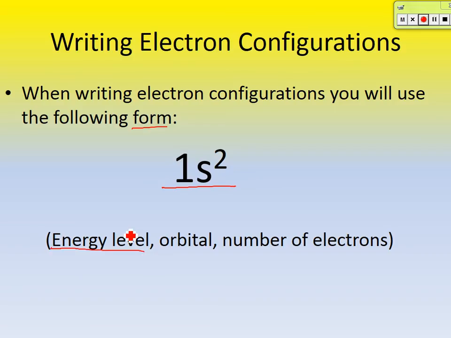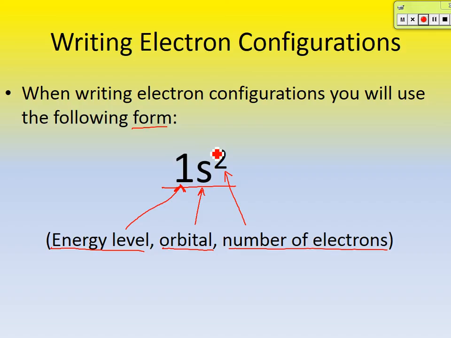The energy level is denoted with this number here. So this would be the first energy level. So the number out front tells you the energy level. The orbital is given with this lowercase letter. So this is an s orbital. It could also have p, d, or f orbital. So any of those letters could fit right there. And then the number of electrons that fit there is given as the exponent above the letter. So there would be 2 electrons here.